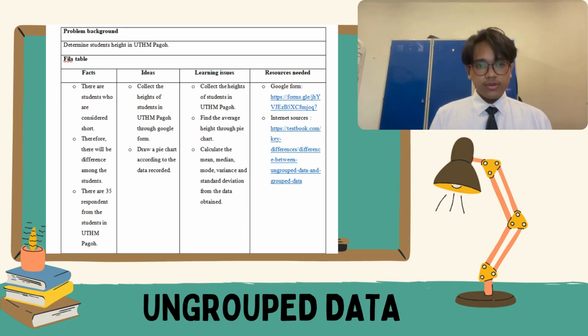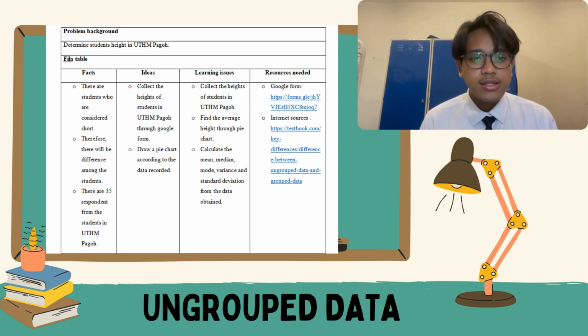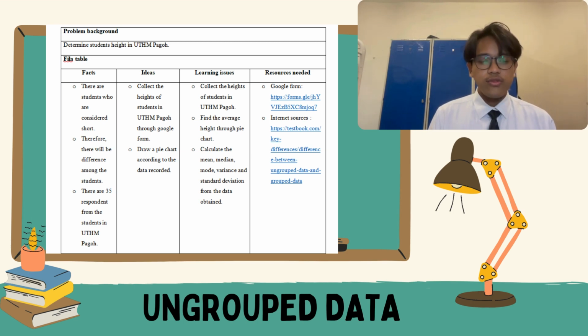Next, for the filler table of ungrouped data, we have the background, which is the height of the students in UTHM Pagoh. For the filler table, we have a few things we have to explain, which are facts, ideas, learning issues, and resources needed for the data.